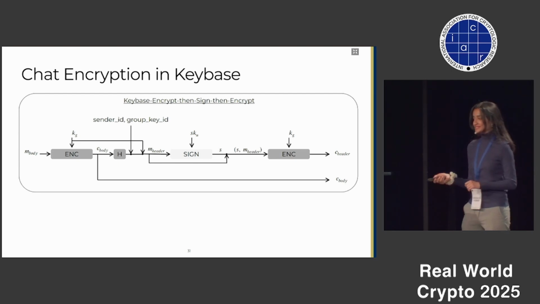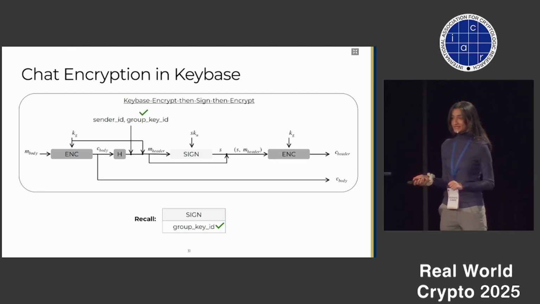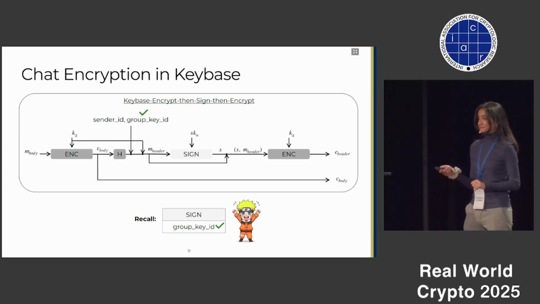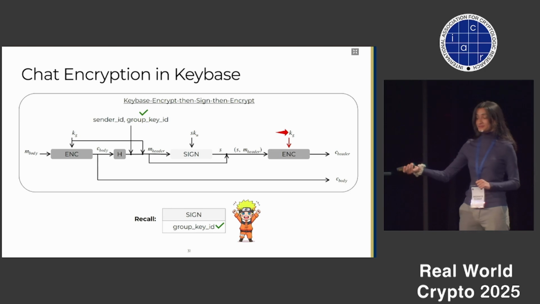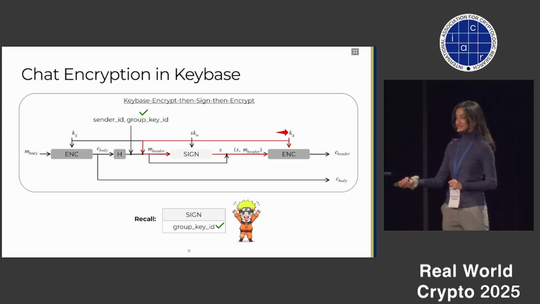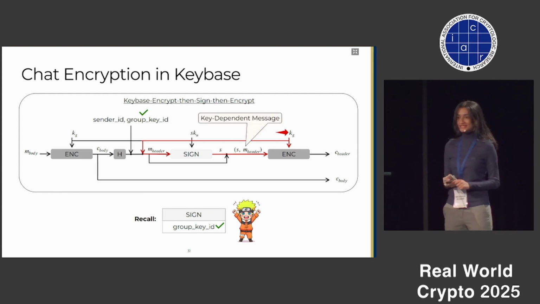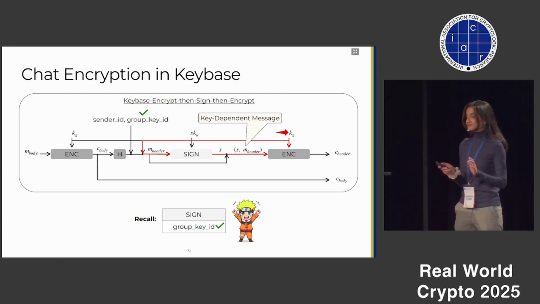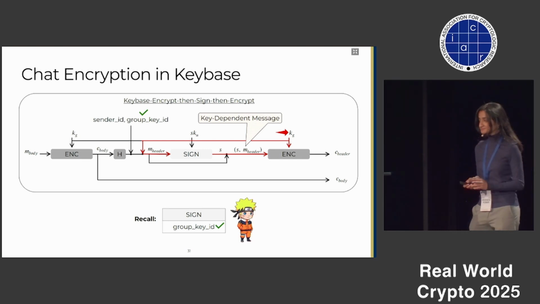Previously, we said that we want the signature to authenticate the group key identifier, which is true in the case of Keybase, and that makes us really happy. However, Keybase additionally signs the encryption key itself, and that means that the signature is derived from the encryption key. Ultimately, the message being encrypted is derived from the key used for encryption, which is commonly known in literature as key-dependent messages. Generally, traditional symmetric encryption guarantees don't hold under the presence of key-dependent messages, and that makes us sad.